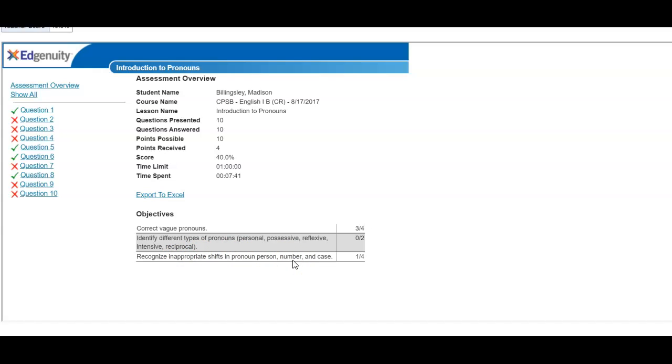So using the wrong case, or whatever pronoun is supposed to shift within the sentence. Had some issues with that.